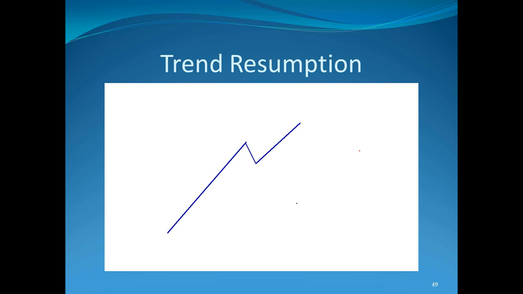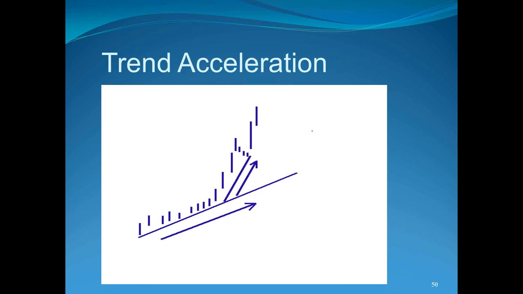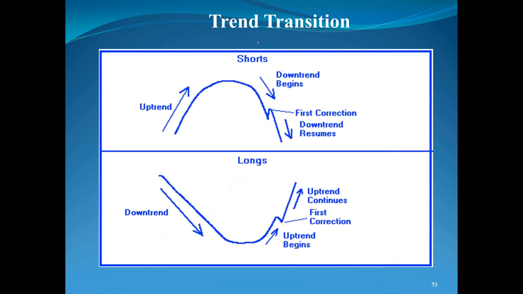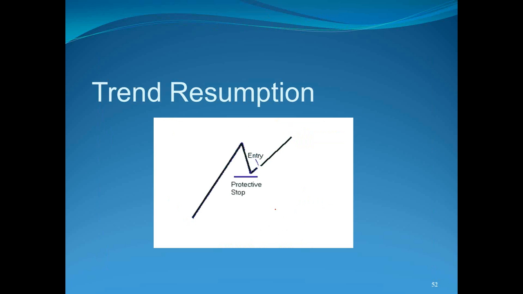Now, there are three phases of trend that are tradable, I should say. There's trend resumption, where a market rallies, pulls back. This is going to be a generic pullback. There's trend acceleration, where a market rallies, begins to take off, pulls back, and then takes off again. And then there's trend transition or emerging trends, where you have an uptrend, and it begins to fizzle out, and then a downtrend begins. Or you have a downtrend, it begins to sort of bottom out, and then an uptrend begins.